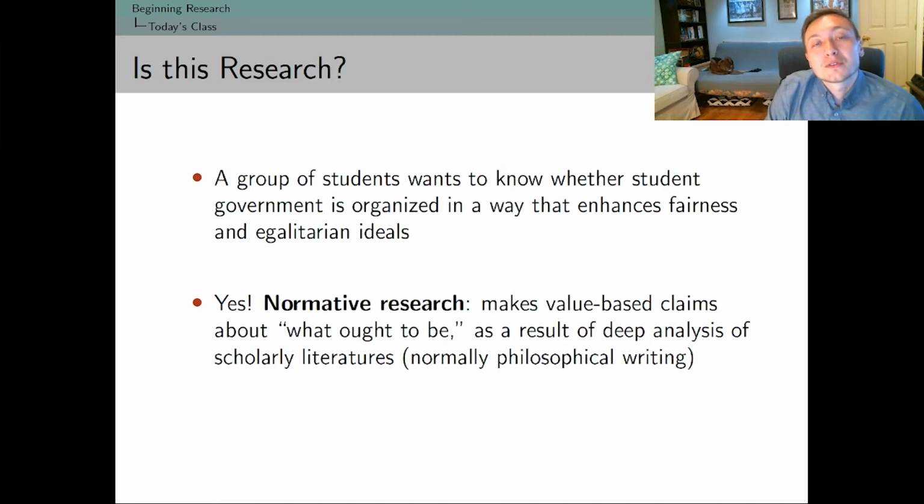Finally, we can think about another form of research, which is a little bit afield of what we're going to be doing in our specific course. So the example here is a group of students wants to know whether student government is organized in a way that enhances fairness and egalitarian ideals. And so you can see that this research is a little bit different, right?